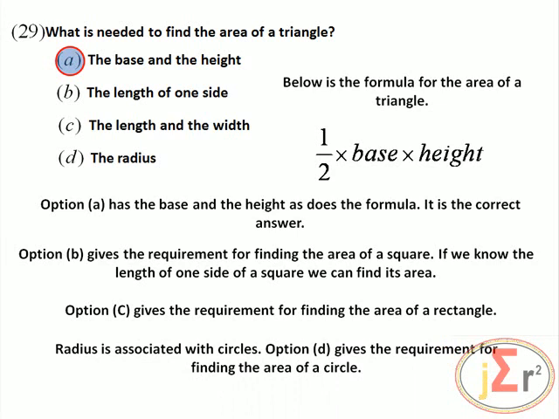Option D gives the requirement for finding the area of a circle. So if you have the radius, you have to be talking about circles. And you need the radius in order to determine the area of a circle.